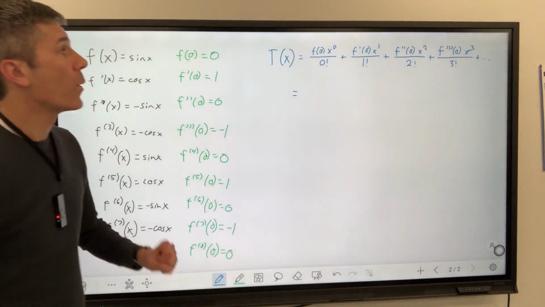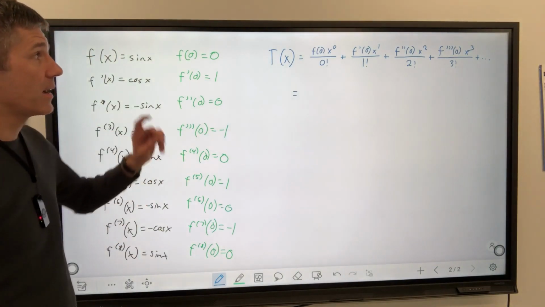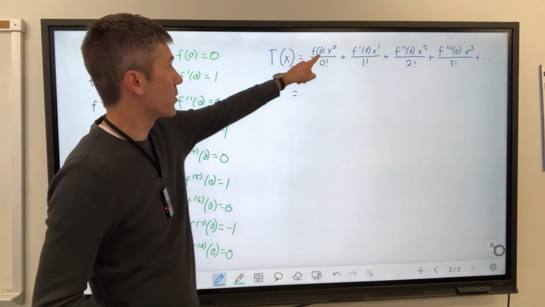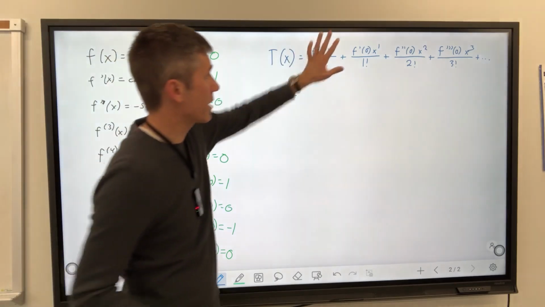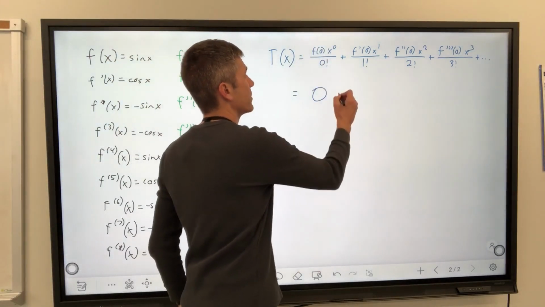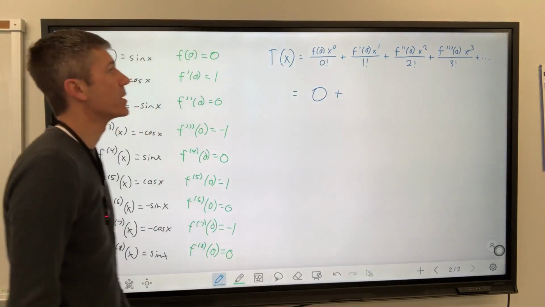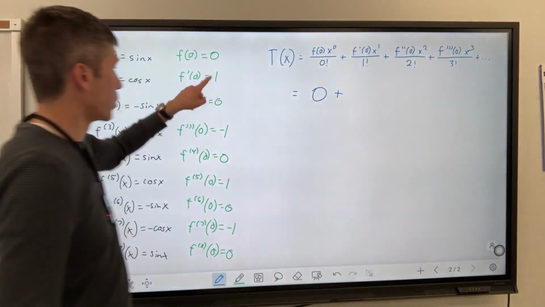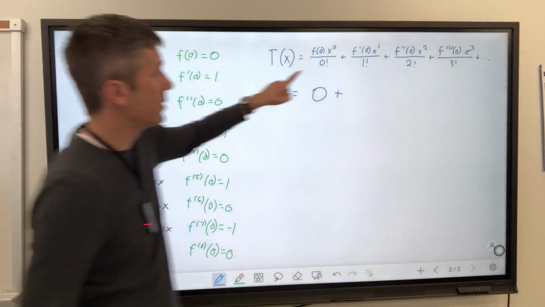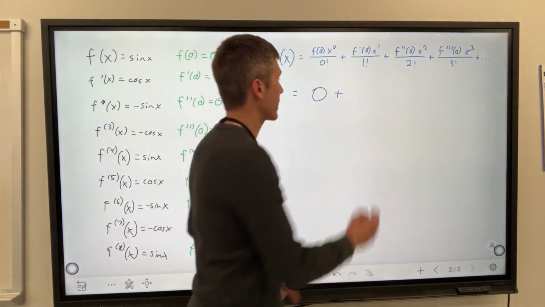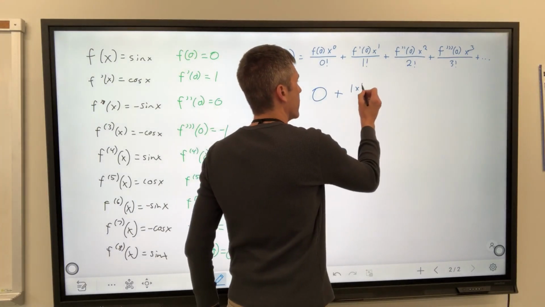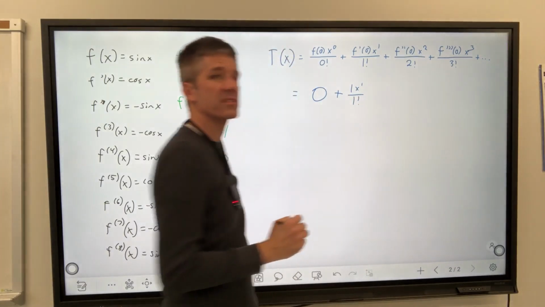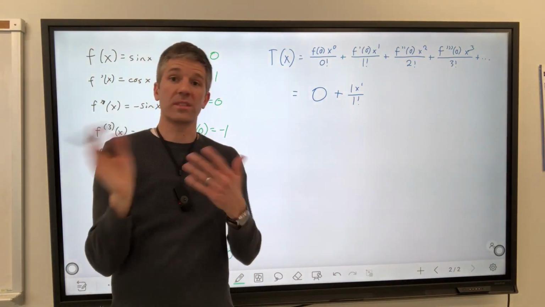So when I find the value of the function at 0, I get 0, which makes this entire term 0, plus. Okay, f prime of 0 was 1. 1 x to the 1 over 1 factorial. Lots of unnecessariness. I like to keep it. It helps me sniff patterns.